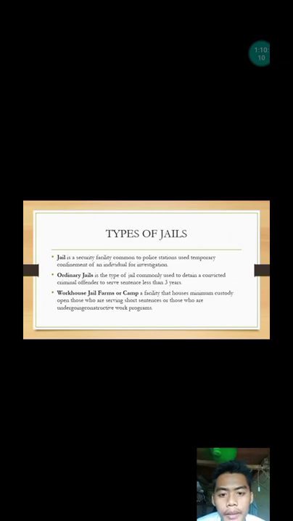These are the types of jail. Jail is a security facility common to police stations, used for temporary confinement of individuals for investigation. The ordinary jail is the type commonly used to detain a convicted criminal offender to serve a sentence of less than 3 years. And the workhouse, jail farm or camp is a facility that houses minimum custody offenders who are serving short sentences or those who are undergoing constructive work programs.